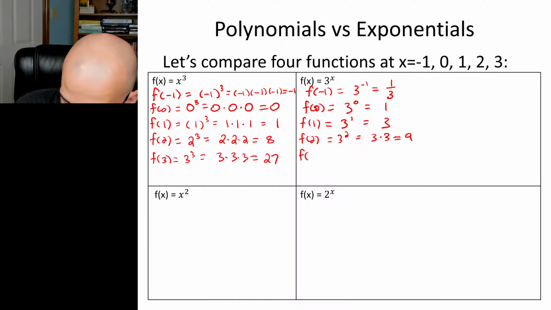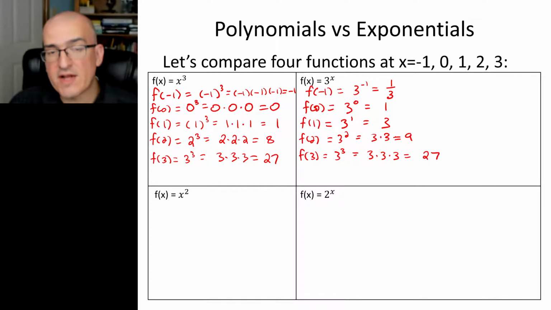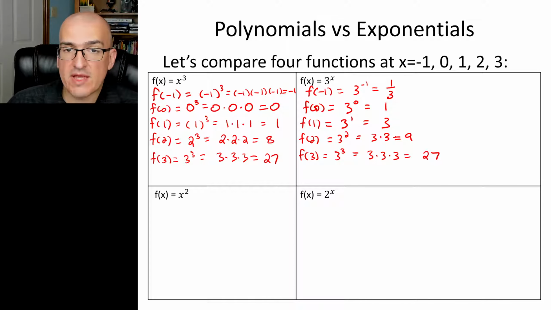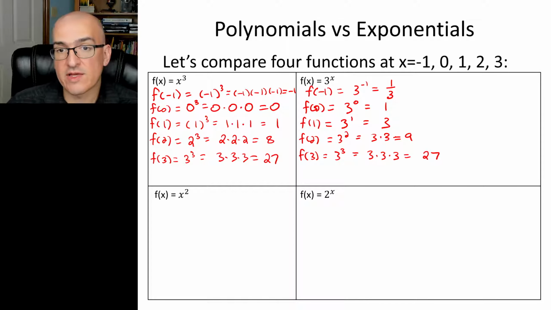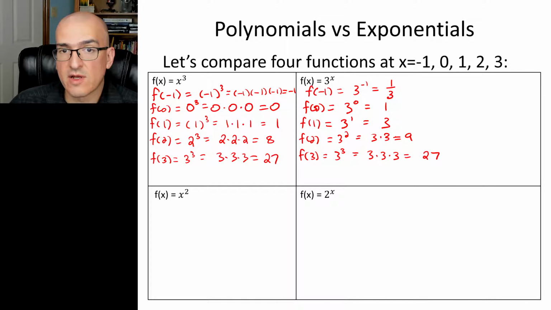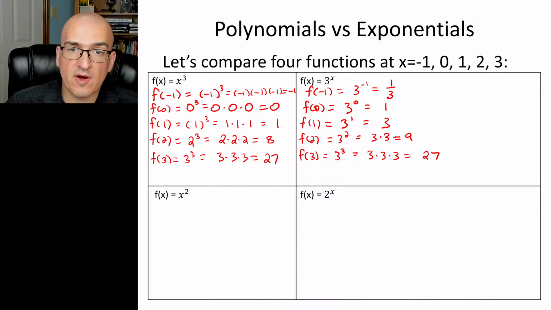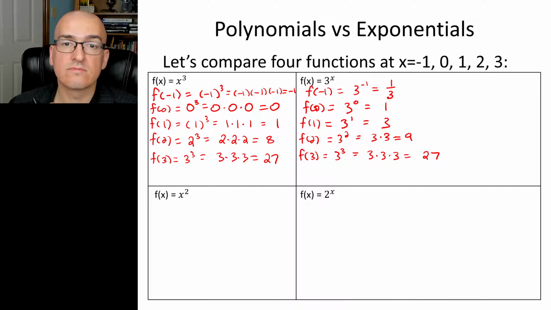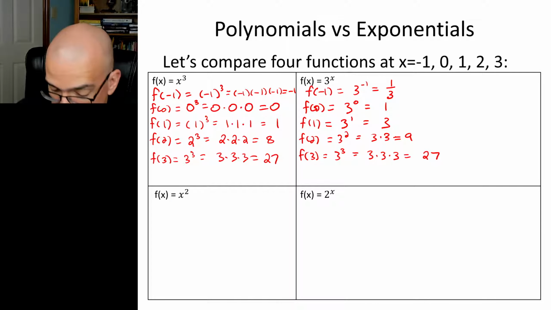And the last one, f of 3, is 3 to the 3, which is 3 times 3 times 3, which is 27. And that last one is the only one that matches. It matches because the base and the exponent are both 3 in that case. So those functions are intersecting at that point. If we were to make a sketch, the function x to the power 3 and the function 3 to the power of x, they cross at that point. And maybe some other points as well. But that's a topic for a different day.